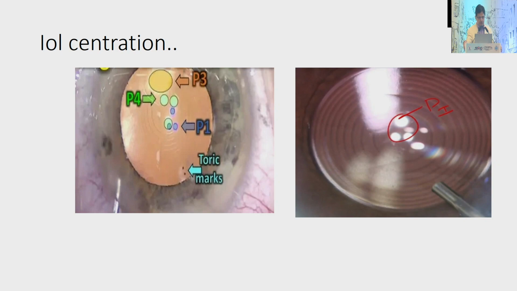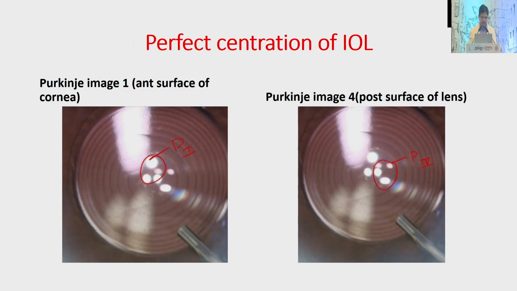This is a P1 image, Purkinje image 1, which is with the base down and the apex at the top. The second image, that is P2, which is on the posterior surface of the cornea, is a little bit blur. And P3, that is the Purkinje image 3, is on the anterior surface of the lens. And P4 is the inverted triangular mark on the posterior surface of the lens. And what you have to do in alignment is match Purkinje image 1 and Purkinje image 4 for the accurate alignment of the lens.